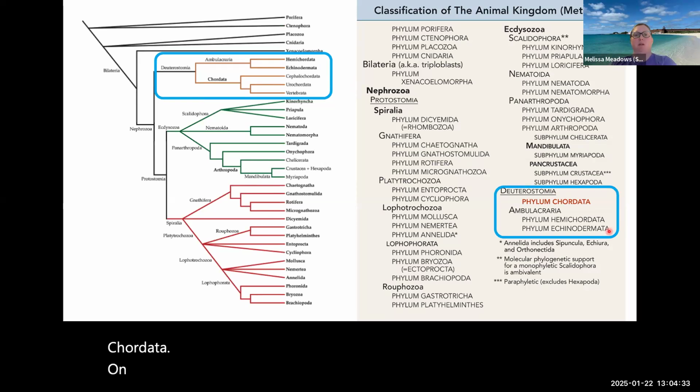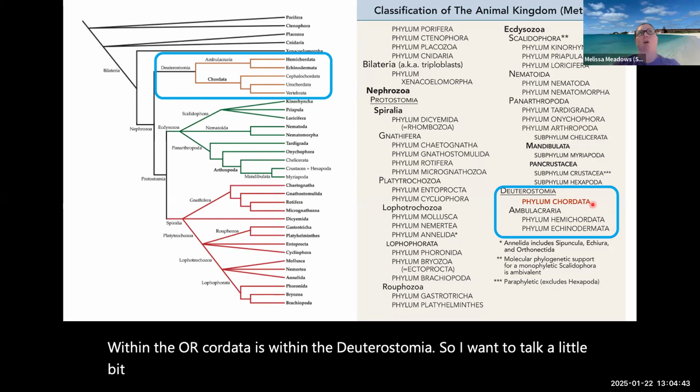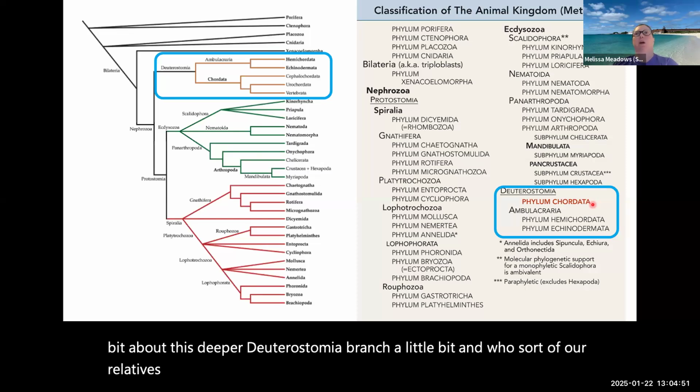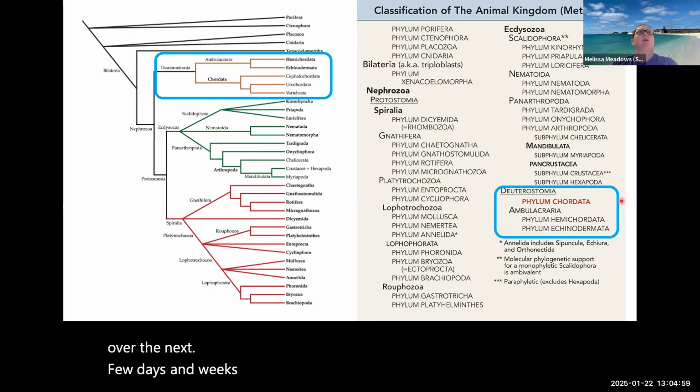Chordata is within the Deuterostomia. So I want to talk a little bit about this deeper Deuterostomia branch, and who our relatives are that belong in this group that we are also going to talk about over the next few days and weeks of the class.